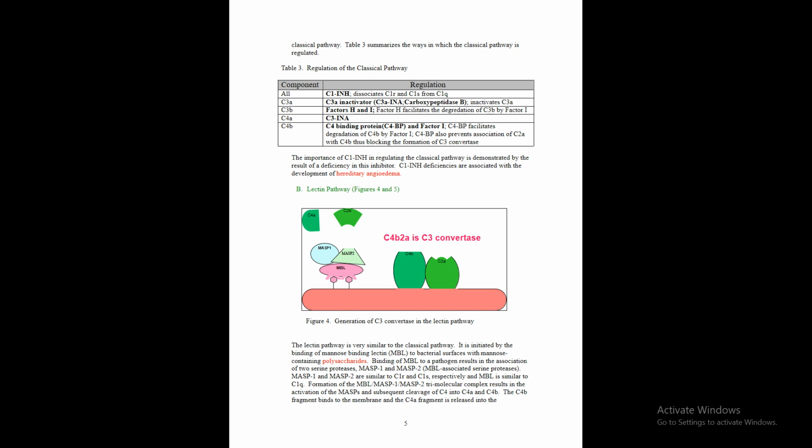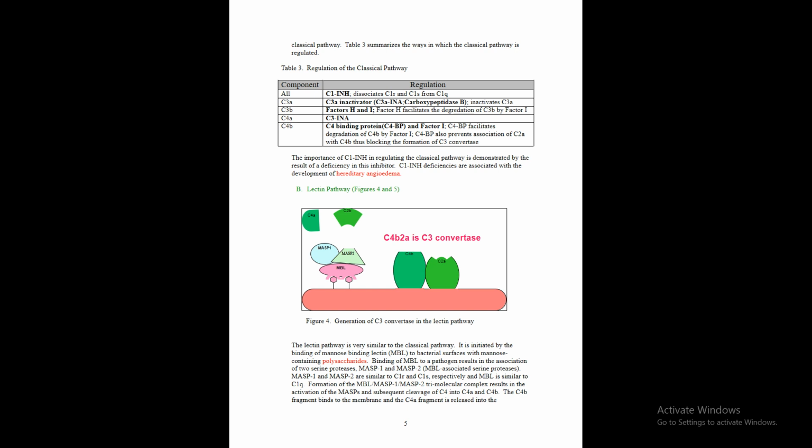And this is represented by table 3. The net result is the cessation of the complement activation, where there is no need for further attack on the invading antigen. The importance of this regulator protein in the classical pathway is demonstrated by the result of a deficiency in this inhibitor. C1-INH deficiency is associated with the development of hereditary angioedema. Those patients suffer from edema of the upper and lower lips or laryngeal edema, which is a serious condition.